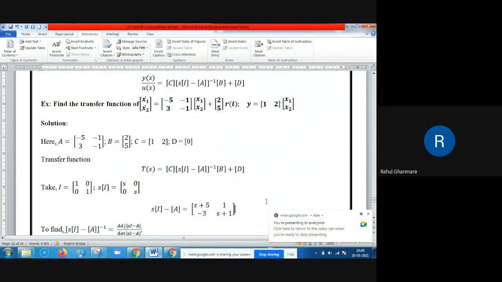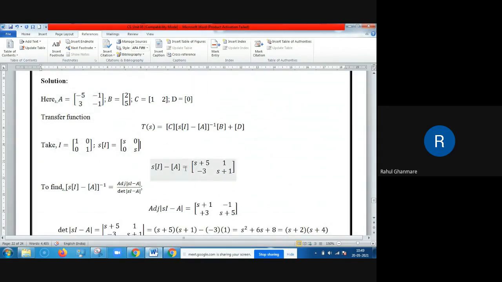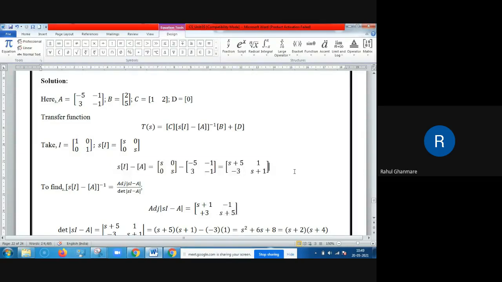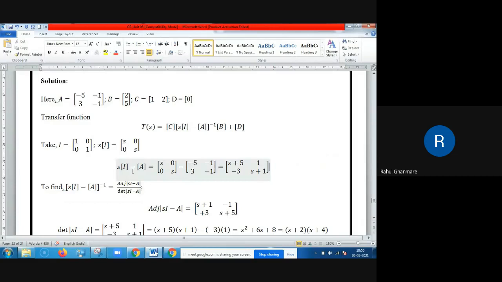So when I put my values here, this is matrix A, and for more simplification you can write it down here. Now you get the value: S minus, that is S plus 5, then 0 minus 1 is plus 1, then 0 minus 3, that is minus 3, and S minus of minus 1, that is S plus 1. In this way you get this SI minus A.